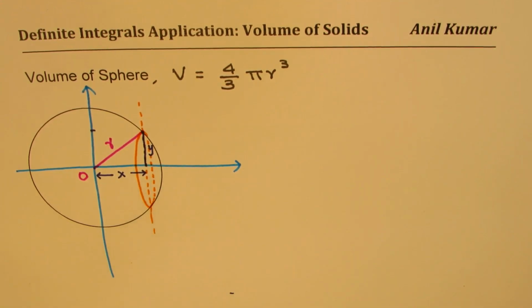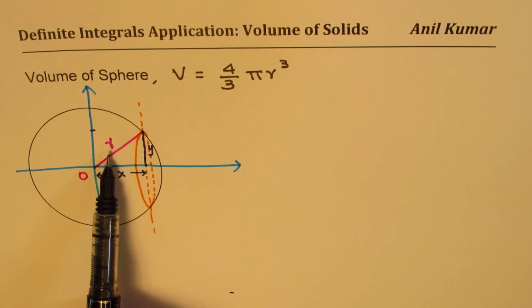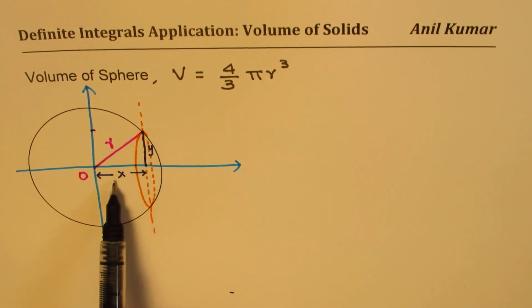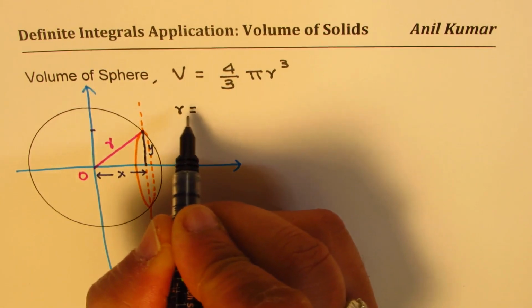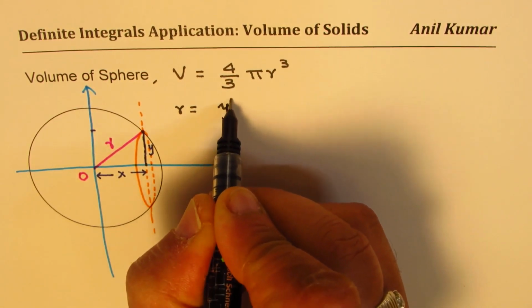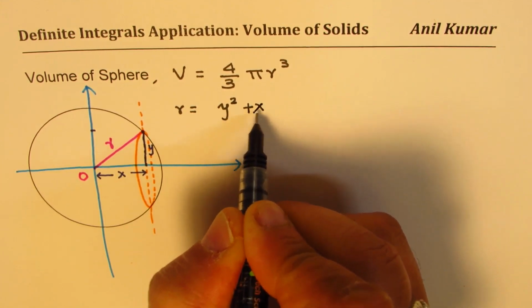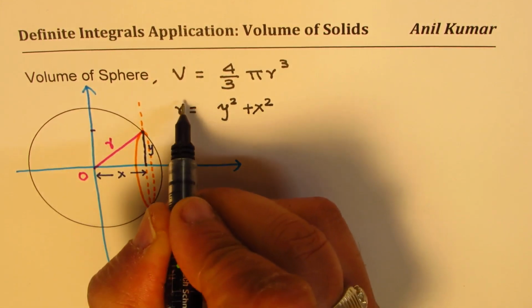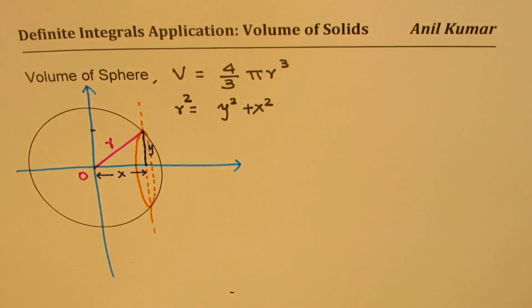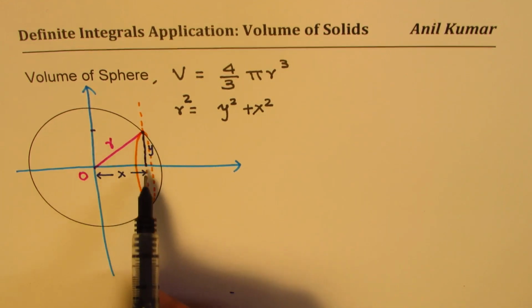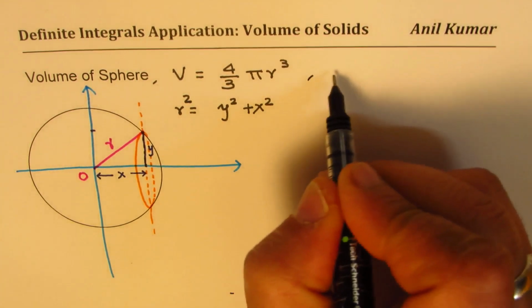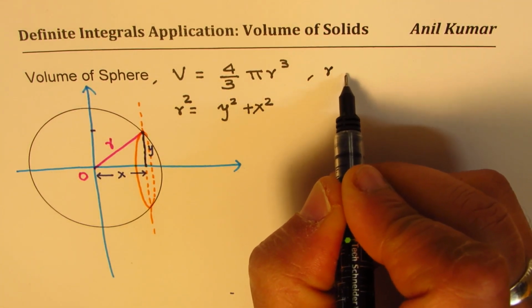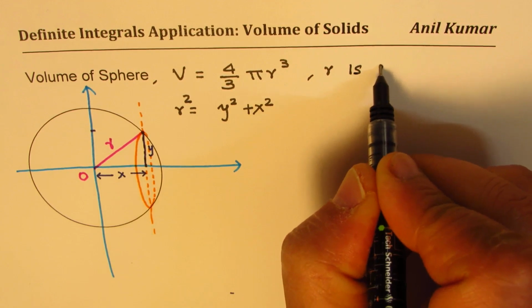Now in this particular case, we can find a relation between radius r, y and x, correct? So from here we can say r square is equal to y square plus x square. So that relates r, x and y at any instance, where we know that r, which is the radius, is a constant.